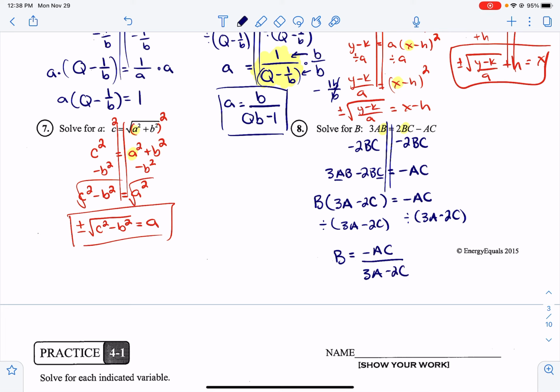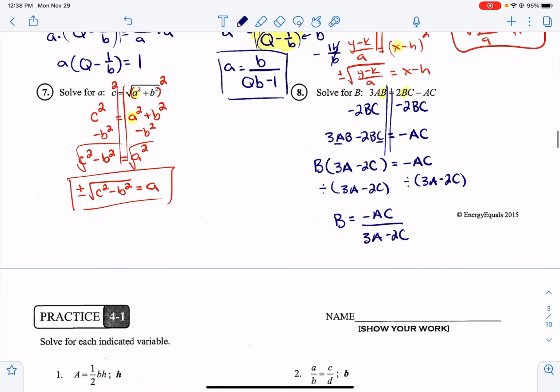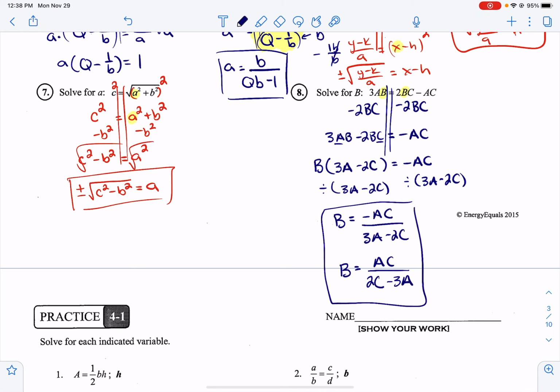Depending on how you moved things around, you could have also ended up with B equals positive AC divided by 2C minus 3A. Both of these are the exact same answer. They're just written two different ways. One, the negative's on the top. The other one, the negative's down on the bottom. But the answers are exactly the same.